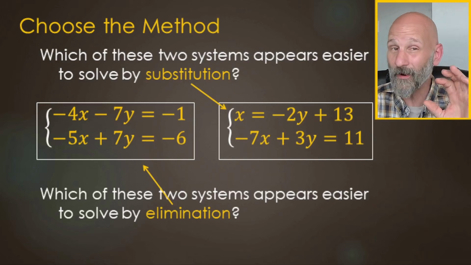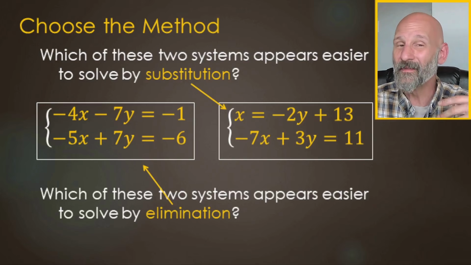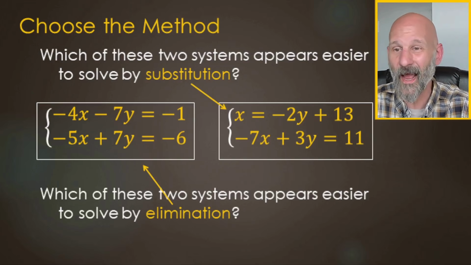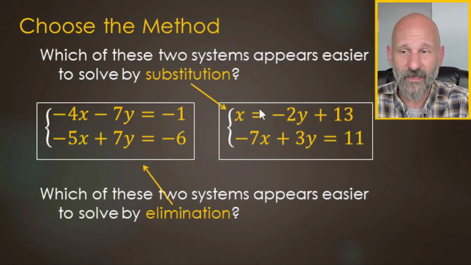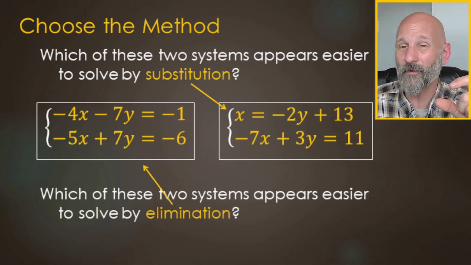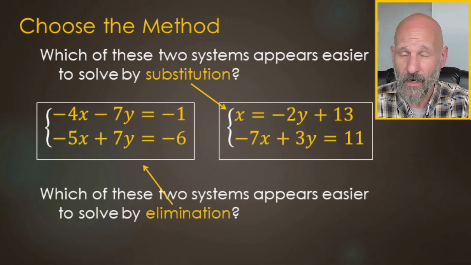So if it's neither one of those two, then you got to kind of look and see, oh, can I get an x equals or a y equals, or can I put that system in standard form, both equations, okay? So if you don't have an x equals or a y equals, and they're not in standard form, you got to do a little bit of fiddling with those equations before you can actually make a choice, okay?